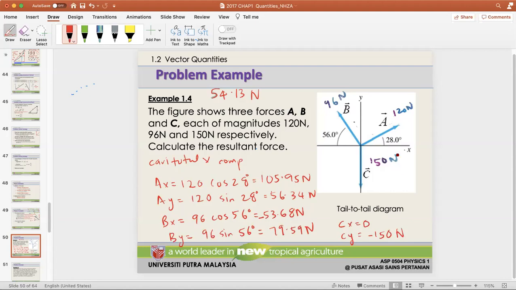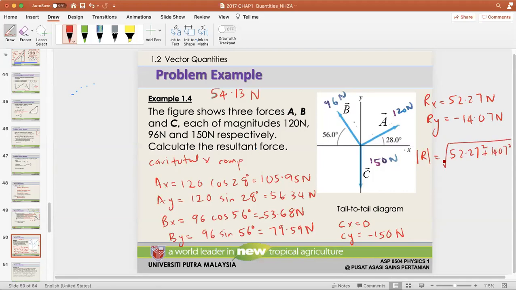Yes, correct. So, X component tambah dengan X component, Y component tambah dengan Y component. So, untuk X component total dia adalah 52.27 Newton. So, untuk Y component sama dengan negatif 14.07. Okay. What about the magnitude? Lepas tu magnitude dia 52.27 kuasa 2 tambah dengan negatif 14.07 kuasa 2 and then square root, dapat jawapan 54.13 Newton.